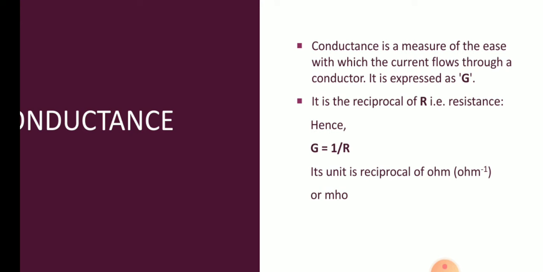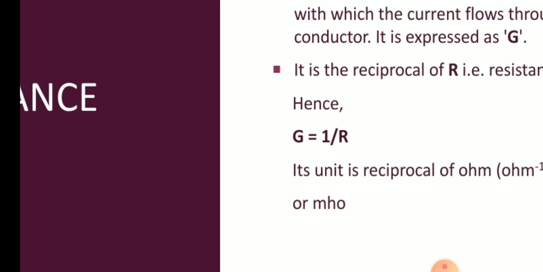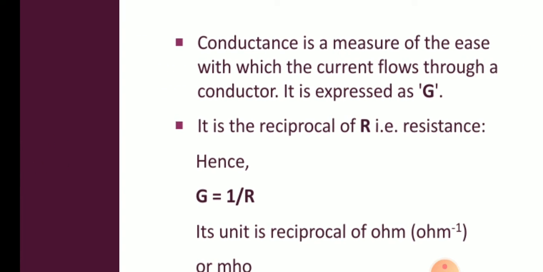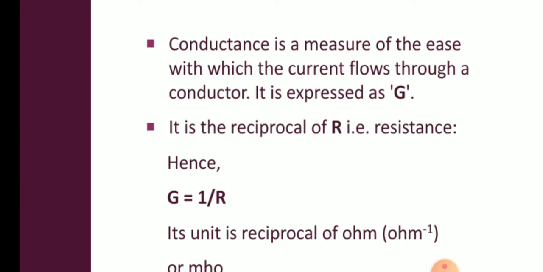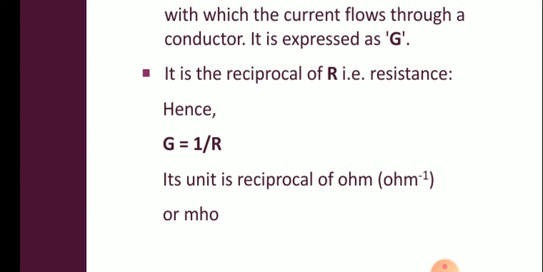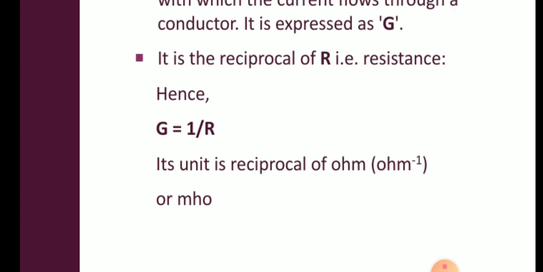Conductance is a measure of the ease with which the current flows through a conductor. It is expressed as G. So conductance is the power of the electrolyte. It is the reciprocal of R, that is resistance. Hence G is equal to 1 by R. Its unit is the reciprocal of ohm, as the unit of resistance is ohm. So the unit of conductance is ohm inverse or mho.